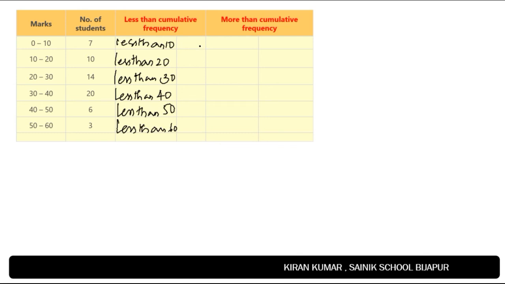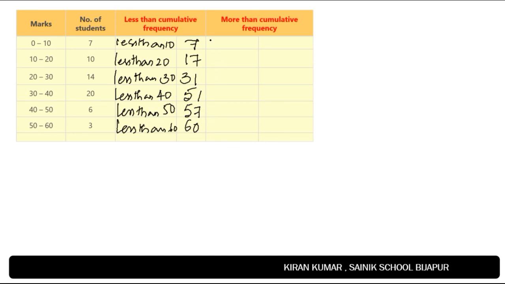How many students are falling in this less than 10? Here it's very clear, it's 7. How many are falling in the category of less than 20? Less than 20, this 10 along with the 7 should be considered, so it becomes 17. And less than 30, 14 plus 10 plus 7 have to be considered, 31. Same way, we get 51, 57, and 60.